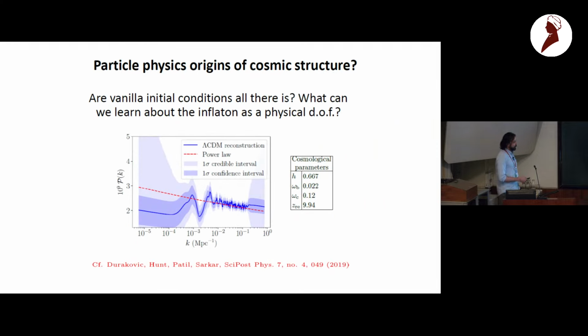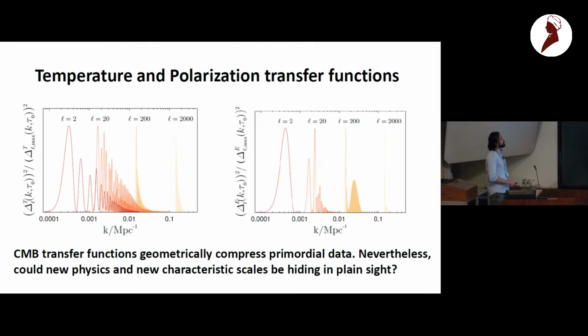The issue, if you're just stuck with temperature anisotropies, which thankfully we can go far beyond now, is that you then have to deal with nonlinearities. Nonlinearities are very good at erasing initial condition information, so you win some and you lose some there. But if I just stick to what I'm seeing in the temperature anisotropies, the CMB transfer functions are geometrically compressing primordial data. Really, you're trying to reconstruct a three-dimensional field from a two-dimensional slice. So unless you start putting in more priors, that there's roughly a scale invariance, you're not going to be able to say as much. But we think that's very well motivated, so we proceed.